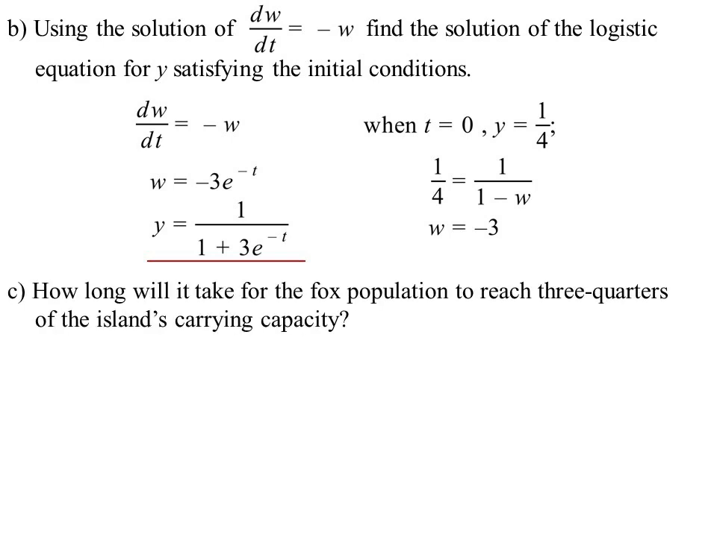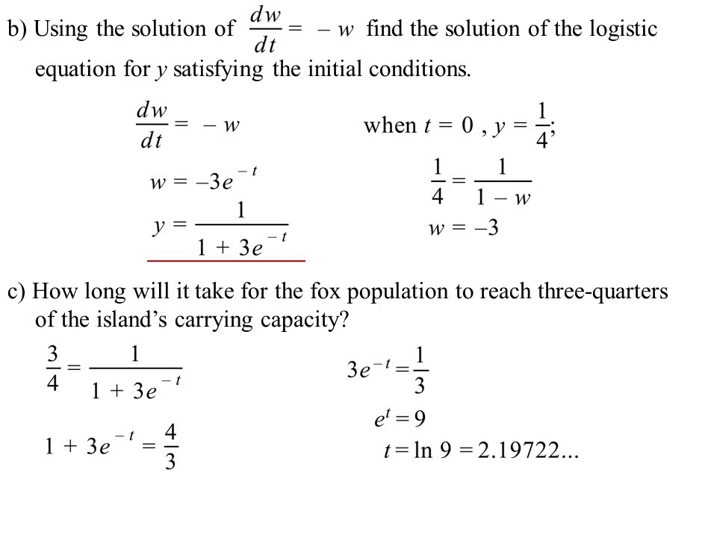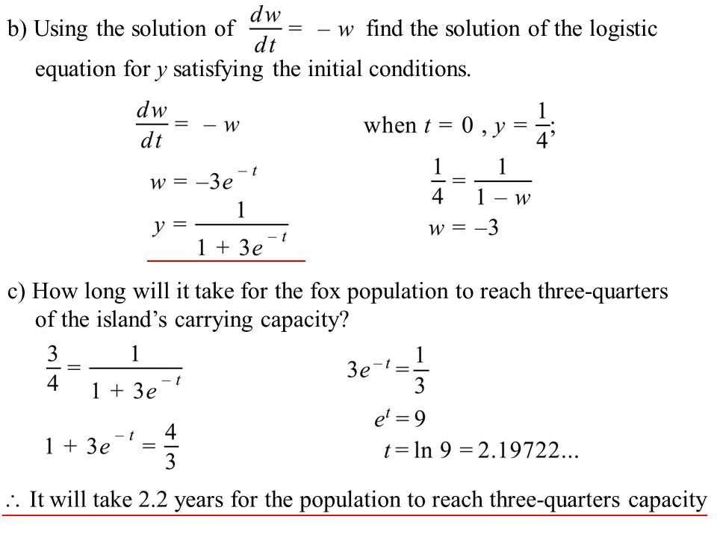So how long will it take for the fox population to reach 3/4 of the carrying capacity? Well, now I'm just solving an exponential equation. The one I've just found has to equal 3/4. Playing around with that, eventually we get e to the t is equal to 9, so t is log 9, 2.197. So 2.2 years to reach 3/4 capacity.